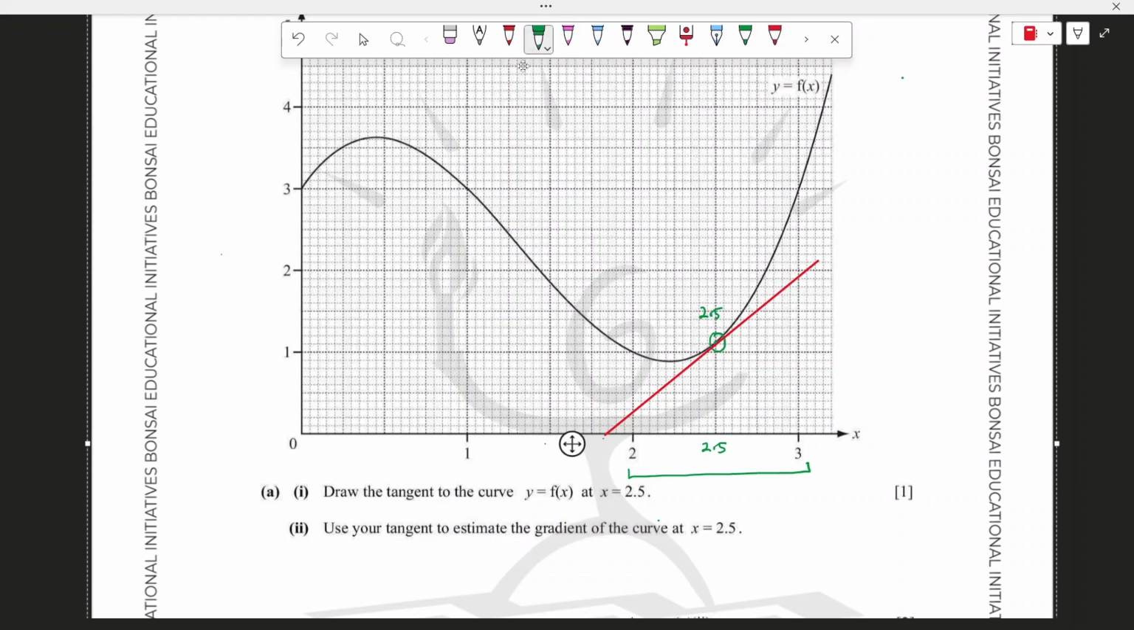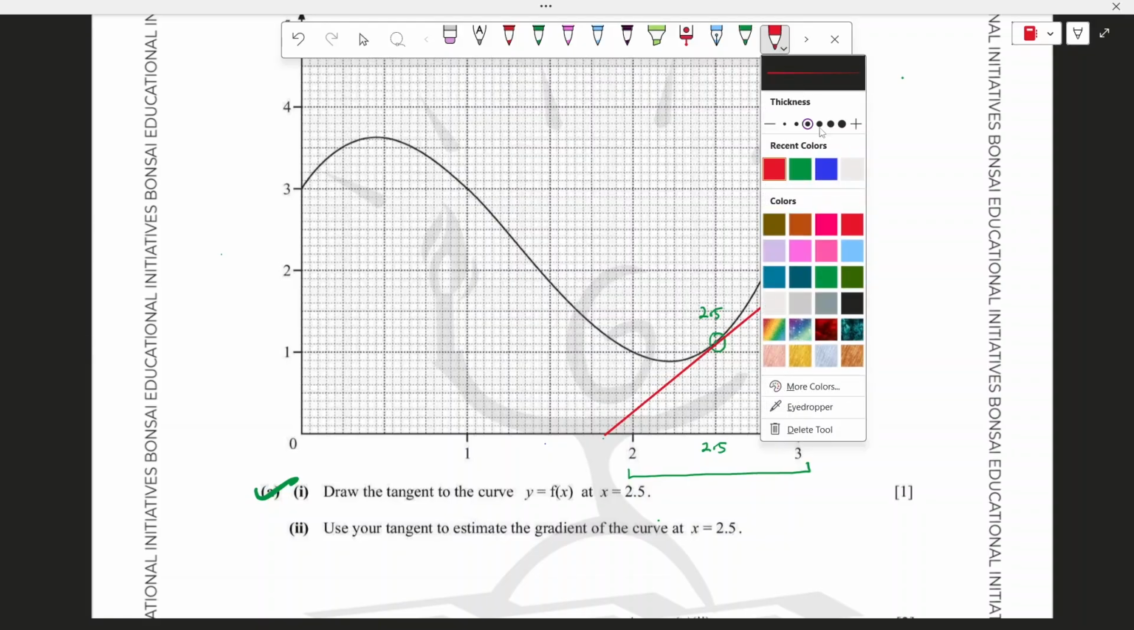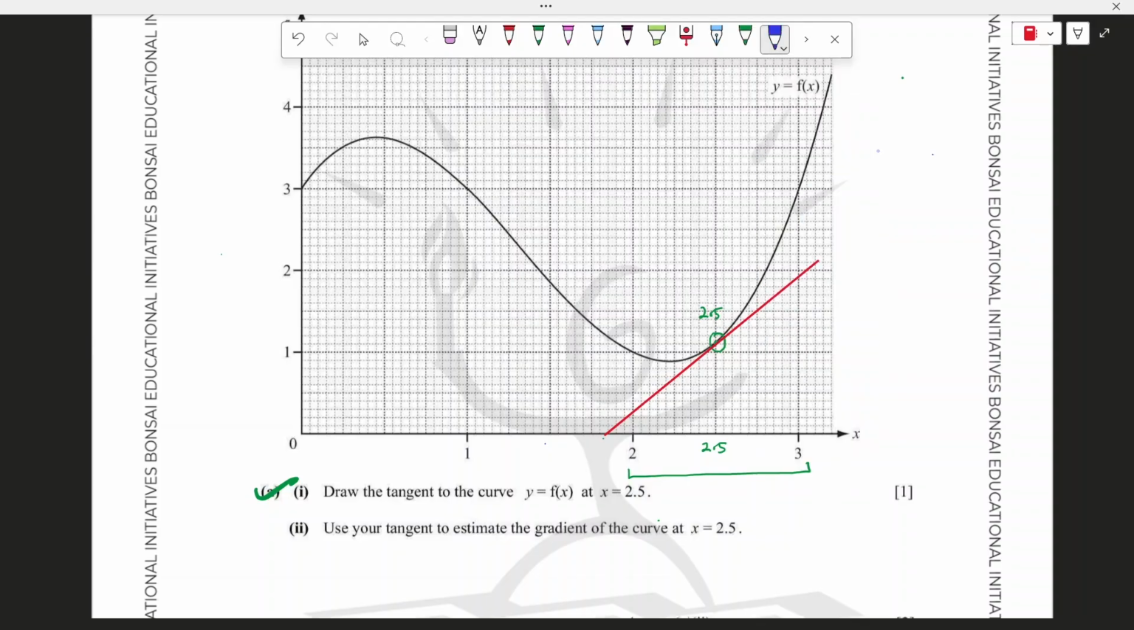This has been done. So what is the second thing? We have been asked to use your tangent to estimate the gradient of the curve at x equals 2.5. Because we have made a tangent here, we need to find the gradient. To find the gradient, what formula do we always use? The gradient of a line is the change in y with respect to the change in x. Okay, rise over run.